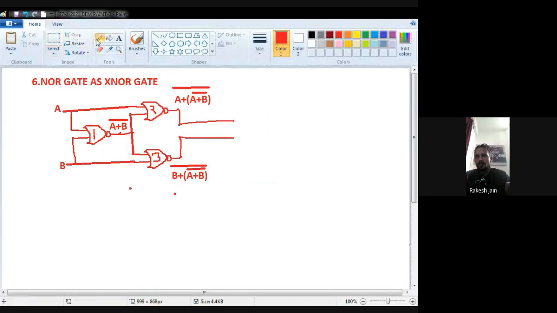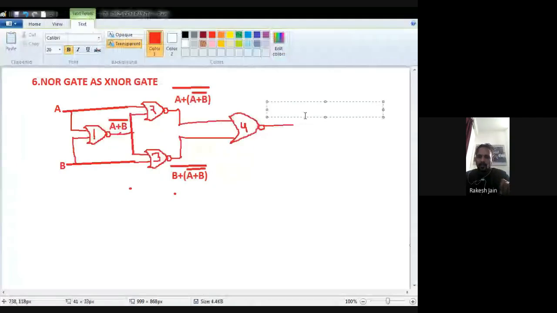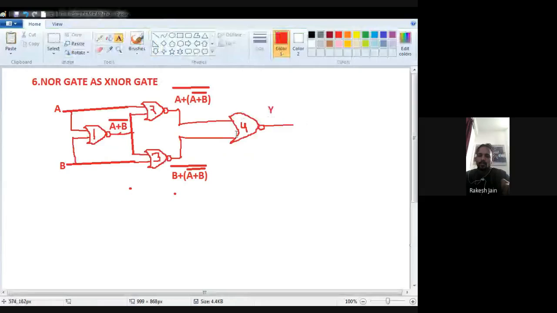They will be connected to a final NOR gate. Okay, so I connected it here. I take a long line so that you will understand. Now they will be connected to a final NOR gate. One more NOR gate we use. This one is the fourth NOR gate. Then I will find out the output, which will be equal to XNOR gate, that is AB plus A bar B bar. Now we check.